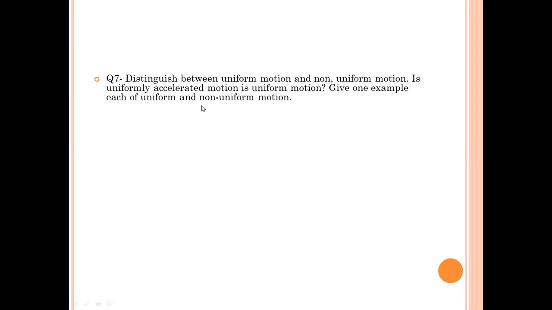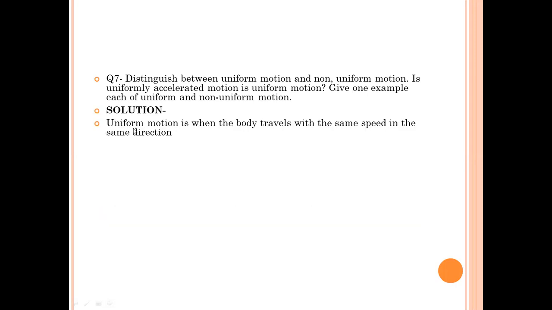Give an example each of uniform and non-uniform motion. So where's the solution? Uniform motion is when the body travels with the same speed in the same direction, or you can write if equal displacement in equal interval of time, equal distance travelled in equal interval of time. Non-uniform is when the body travels with different speed or direction, or non-uniform motion is when an object travels unequal distance in equal interval of time. That is also already given in the notes in the PDF, so you can write that also.